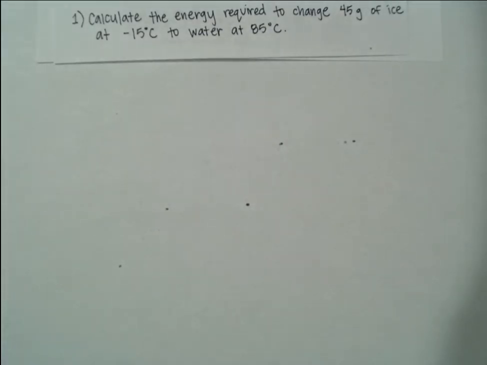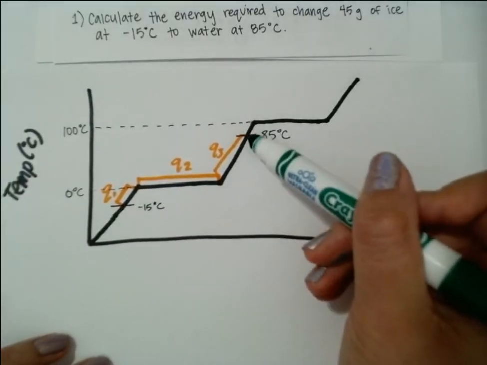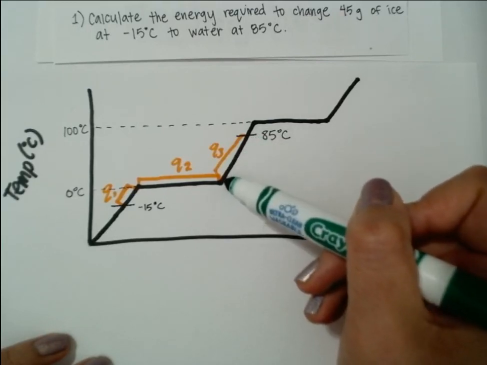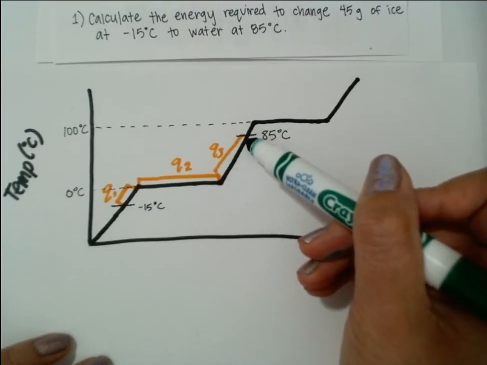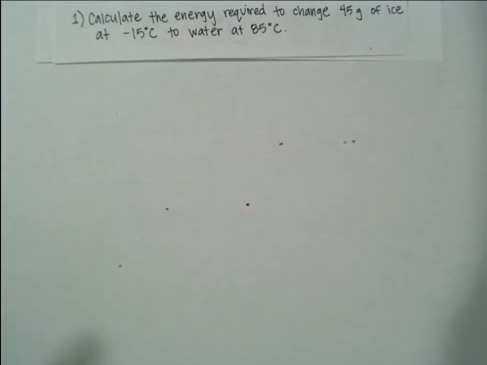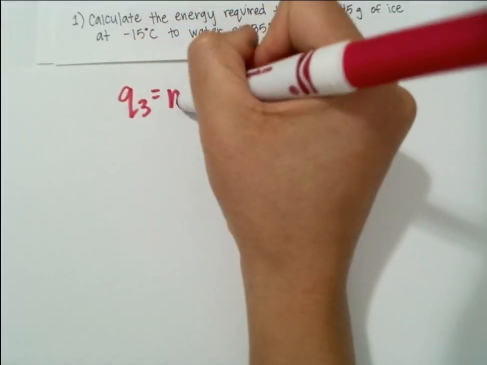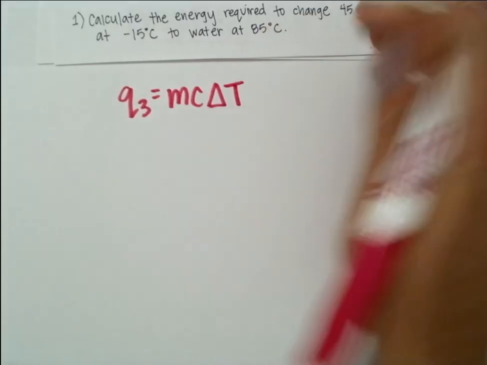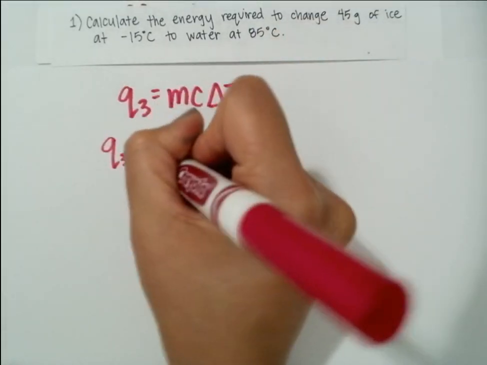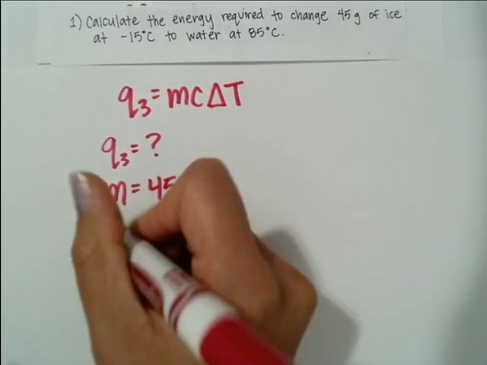Now I want to look at my last Q value, which is Q3. Okay, so Q3 is a temperature change. We're going from 0 degrees to 85 degrees Celsius. So if it's temperature change, I know that I'm going to use Q equals MC delta T. So Q3 equals MC delta T. Q is what I'm solving for. M is 45 grams, which is right there.